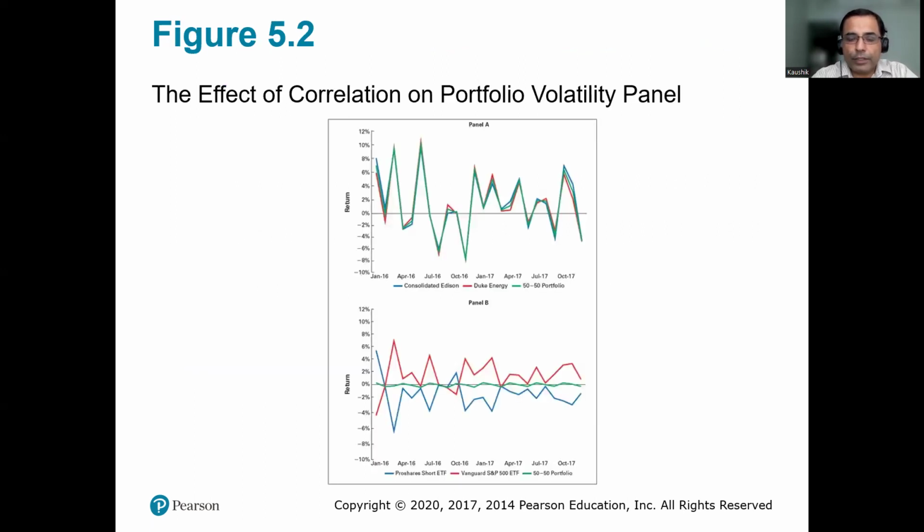So if we look here, there are two stocks, Consolidated Edison and Duke Energy. They have very high positive correlation. So their portfolio also has similar trends in terms of return. We look at another portfolio. So one is ProShares ETF and the other is Vanguard S&P 500 ETF. These two ETFs have strong negative correlation. So if we look at the return, it is generally stable. They cancel out each other.